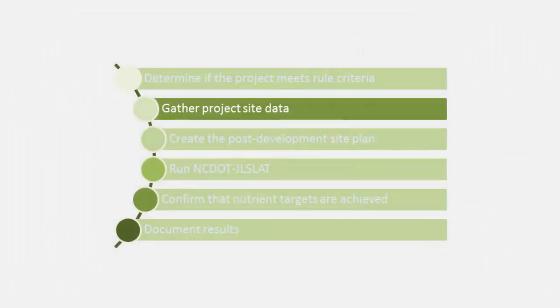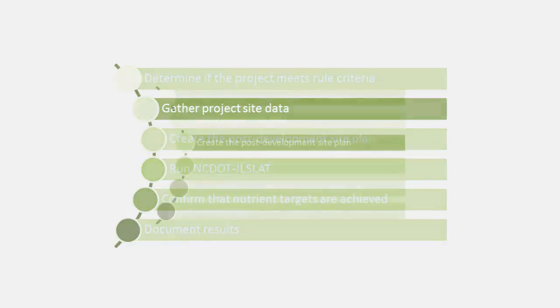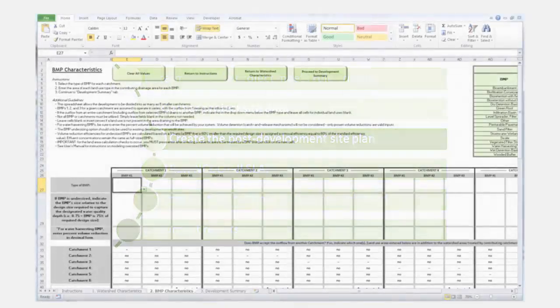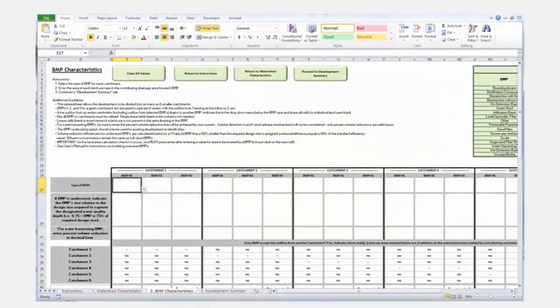This video will review some common hydraulic scenarios that may be entered when using JSLAT. The hydraulic routing of your site will depend upon your site's characteristics and your post-development site plan. NCDOT JSLAT can handle a wide variety of hydraulic or flow routing scenarios.